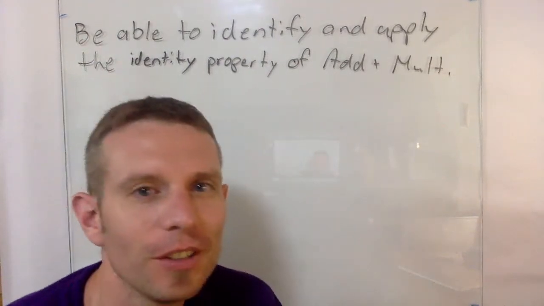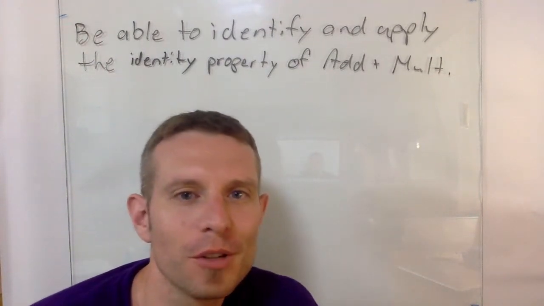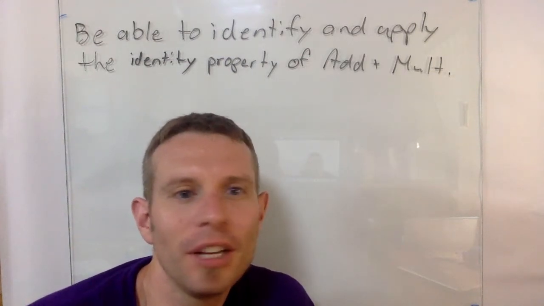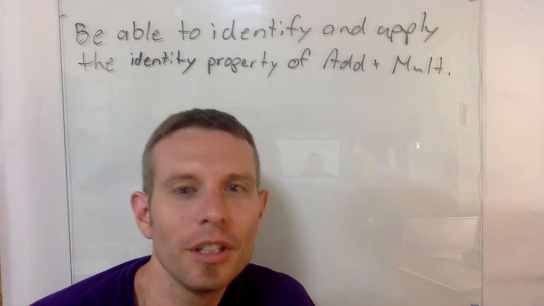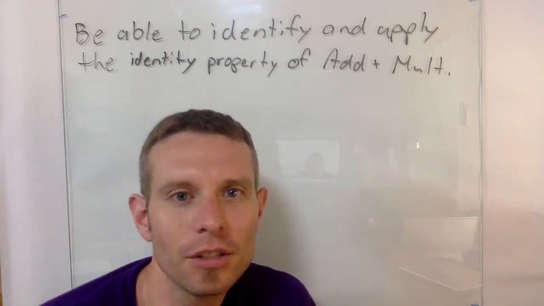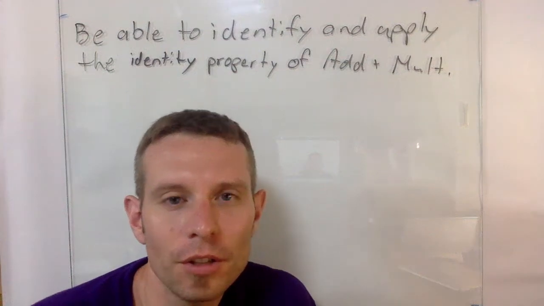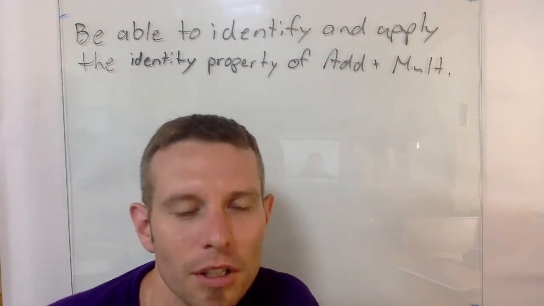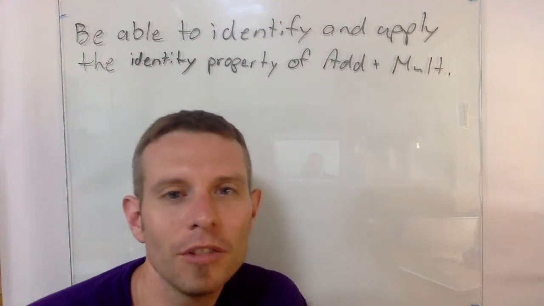Alright, this video should probably be pretty short and to the point. Be able to identify and apply the identity property of multiplication and addition, or addition and multiplication. There are two different properties. There's the identity property of addition, and then there's the identity property of multiplication.